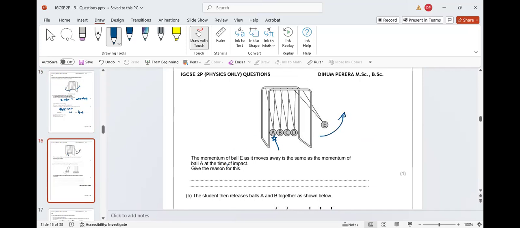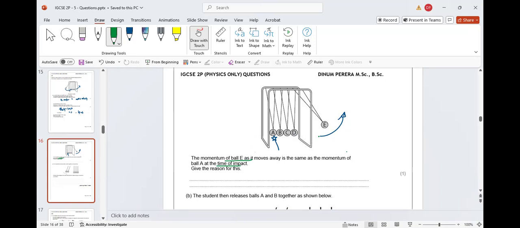The momentum of ball E as it moves away is the same as the momentum of ball A at the time of impact. Now, this is pretty much important, right? Ball A had a momentum before it collides on B, and E gains a momentum for it to move out. So the momentum gained by E is the same as the momentum A had.